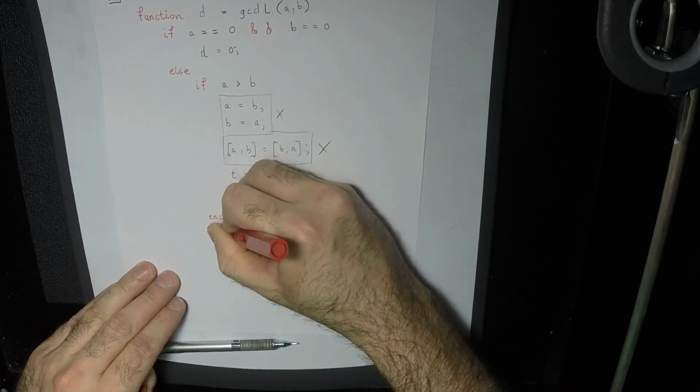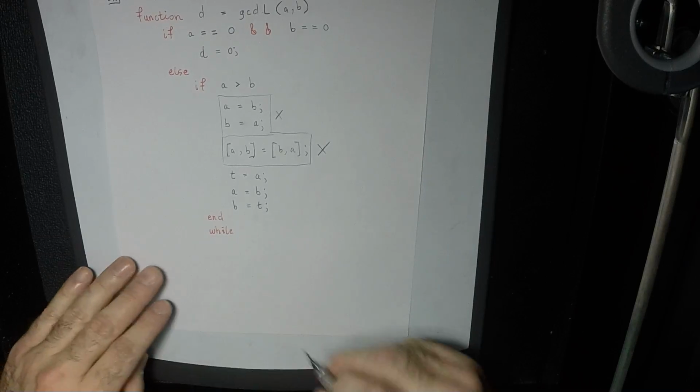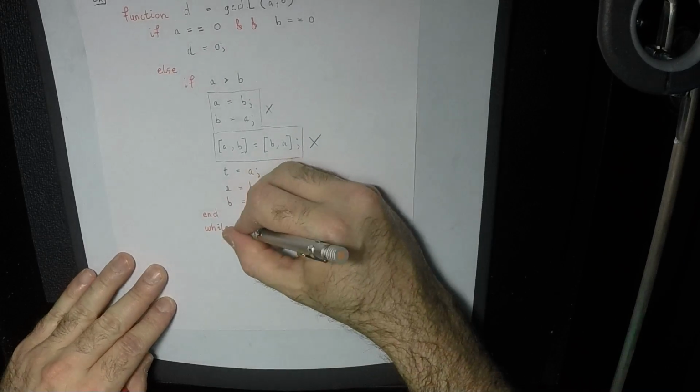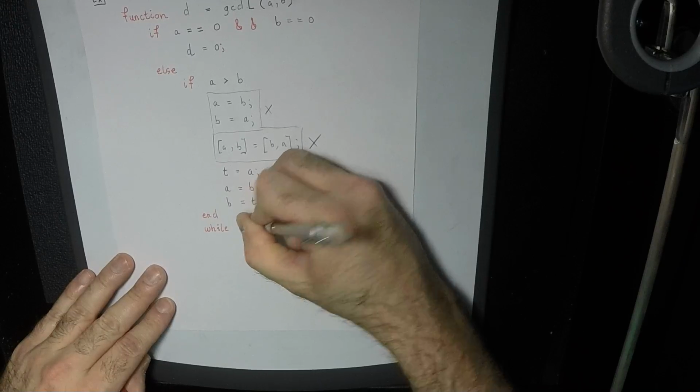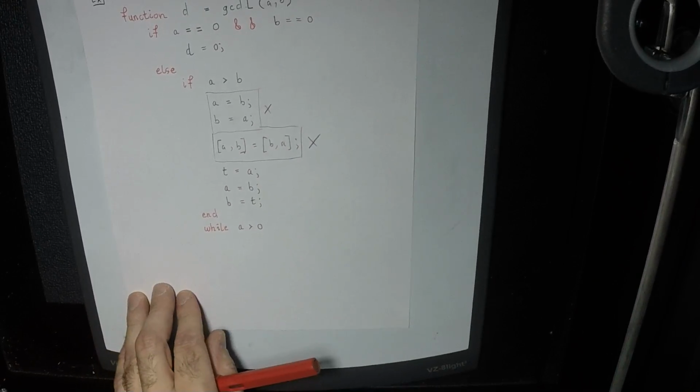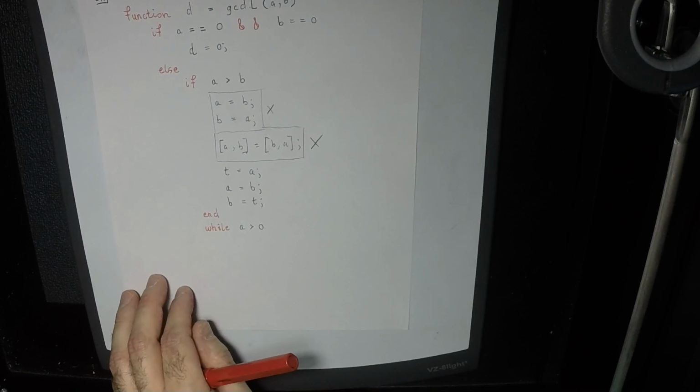And how do we know when there's more work to do? Okay, and in fact, I'll write it like this: while A greater than 0. So while A is greater than 0, we have work to do. Okay.